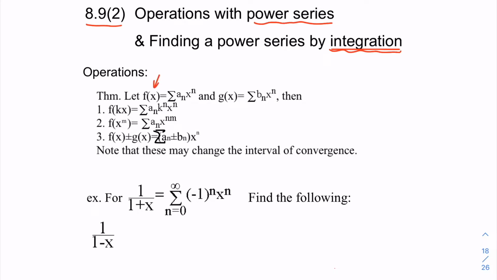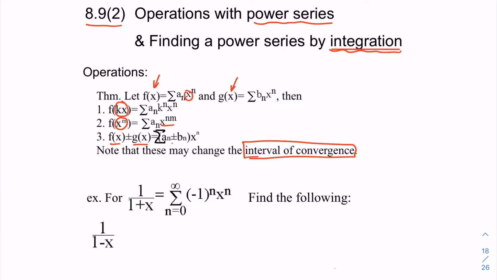Given f(x) is sigma a_n times x to the n, and another function g(x) equals sigma b_n times x to the n. If we want to find f(kx), we just replace x using k times x. If we want to find f(x^m), we just plug in x to the mth power. The sum or difference of two functions equals the sum or difference of these two series in sigma notation. And sometimes the interval of convergence might be a little bit different. We have to be very careful here.